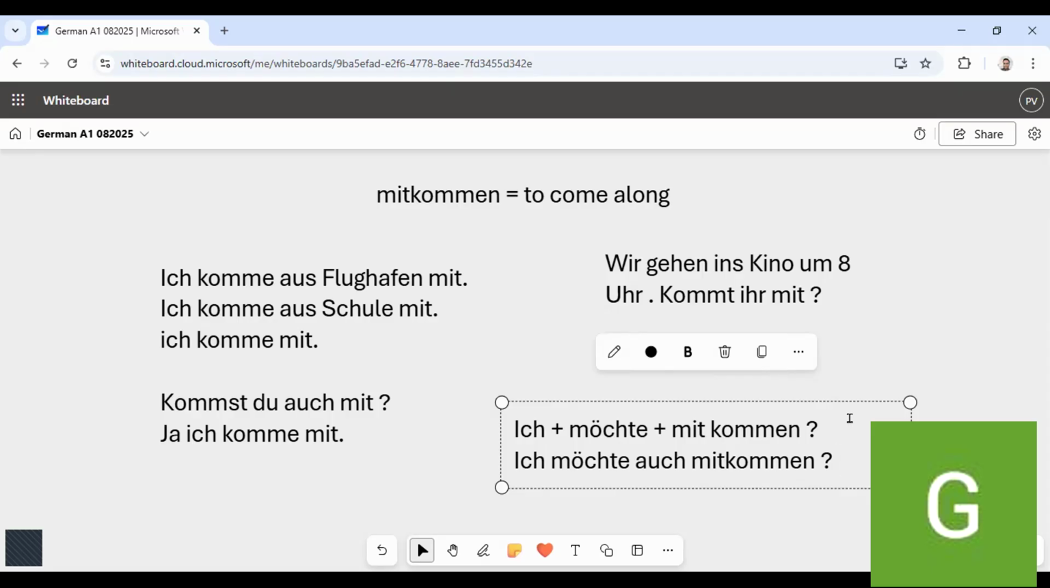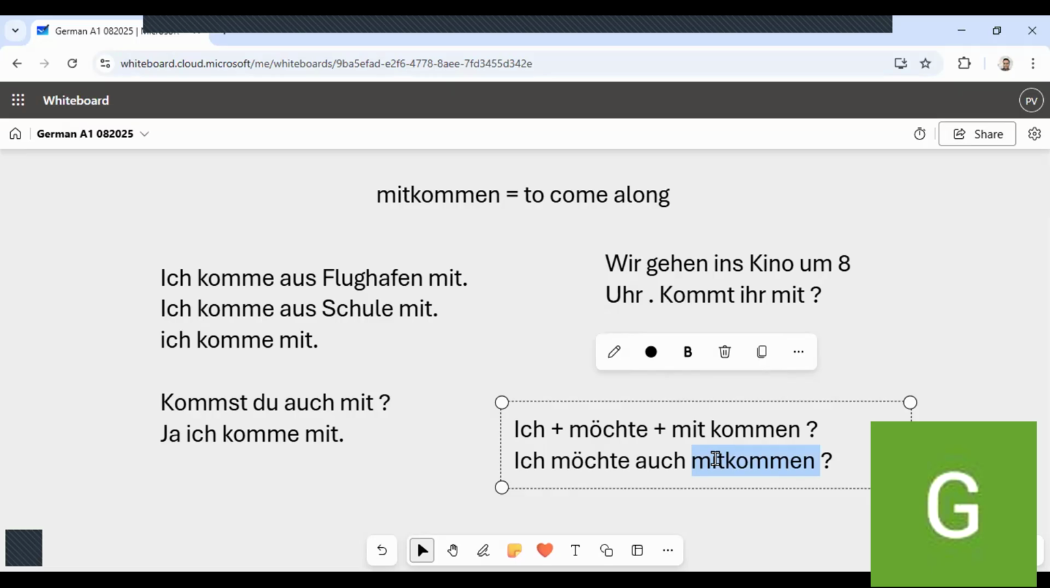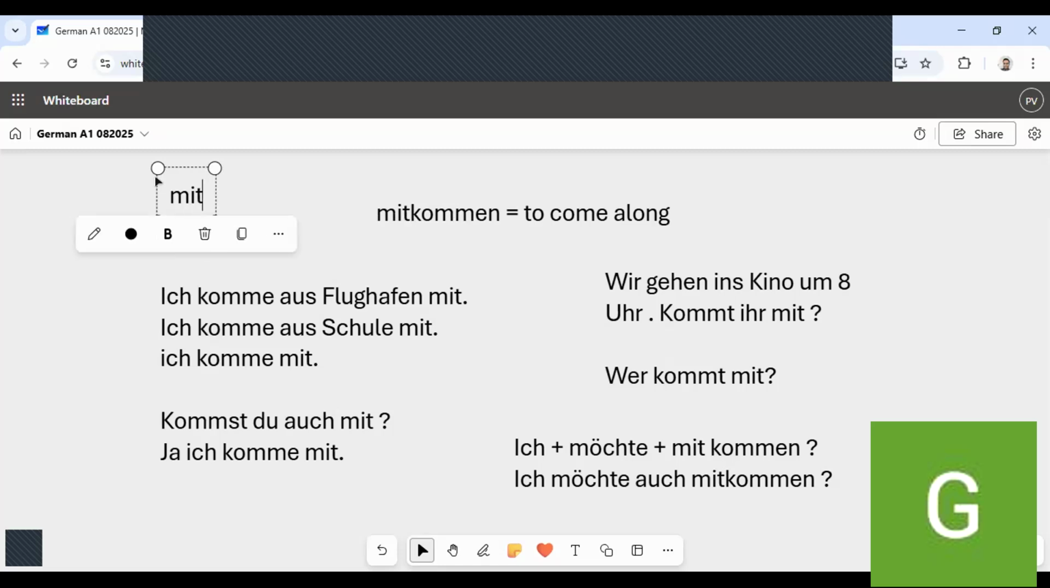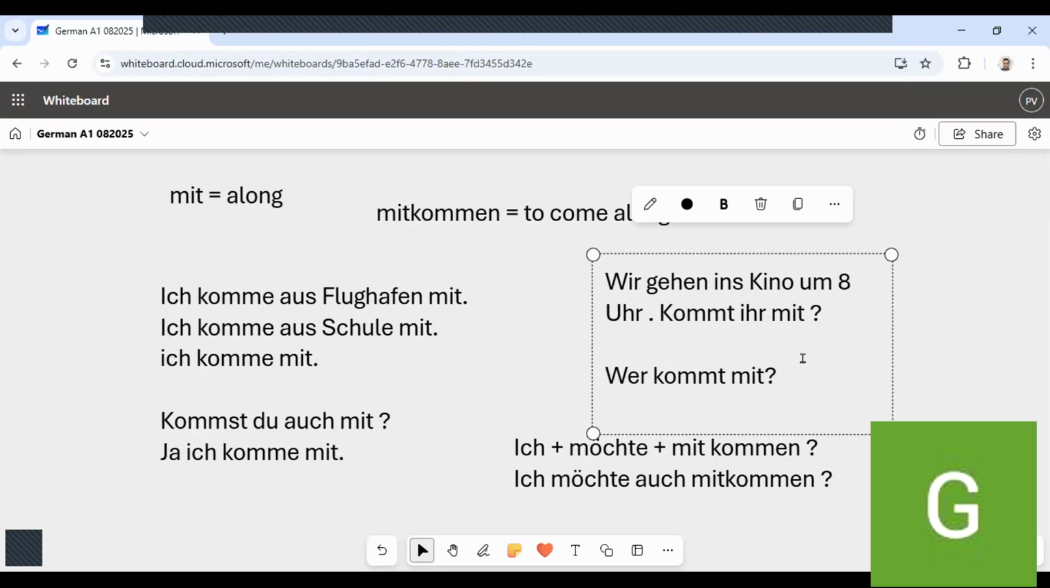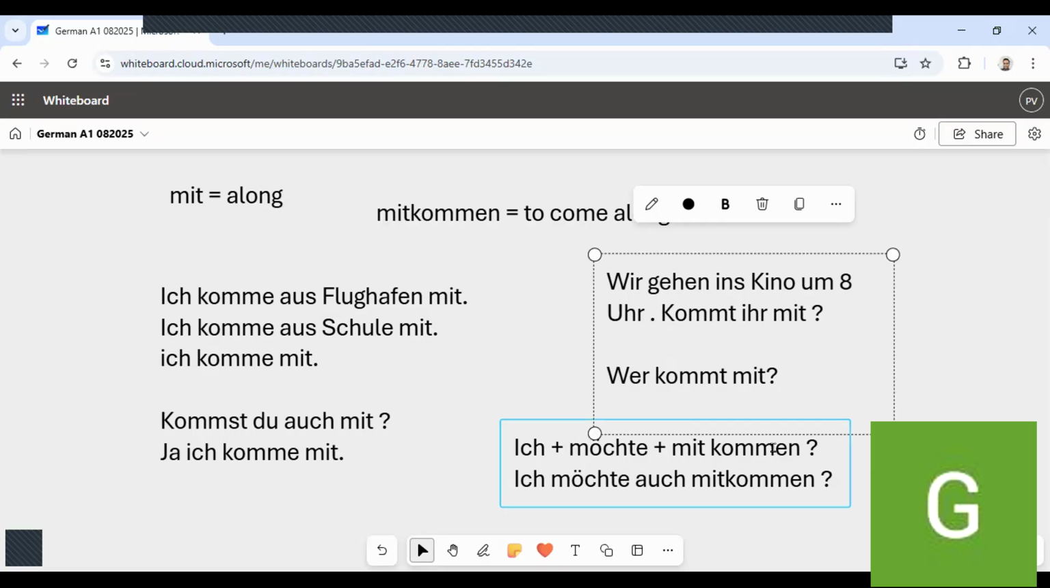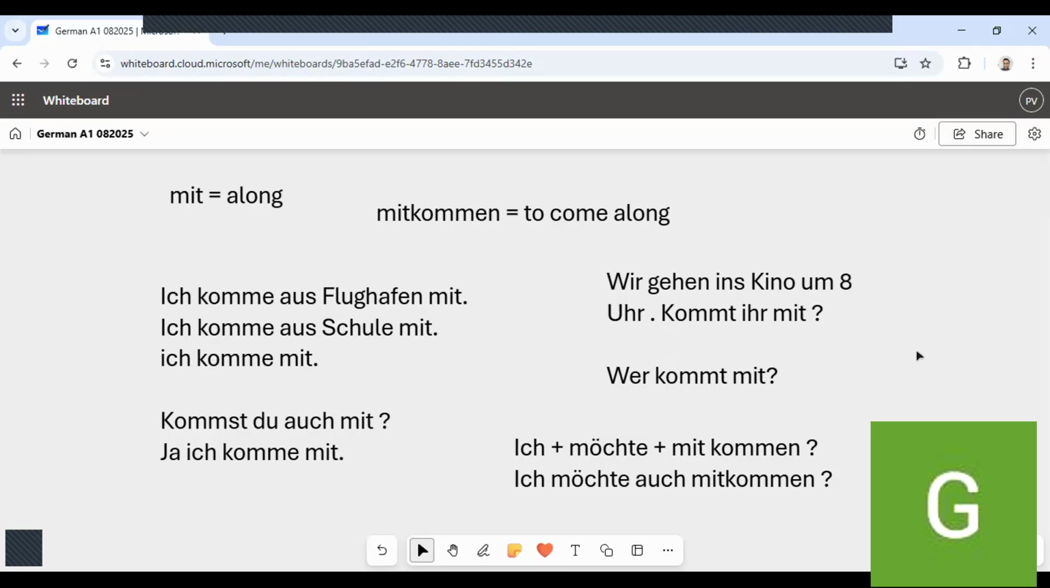What if I want to say I want to go along? This is the sentence: I want to go along or come along. Along or alone, you are asking? Along. Mit means along. I'm writing here so that you won't get confused. Mit means along, not alone. But we can say like this also, we are coming with. If you are certain that I'm coming along, you can simply say ich komme mit. I'm coming along. That's it.